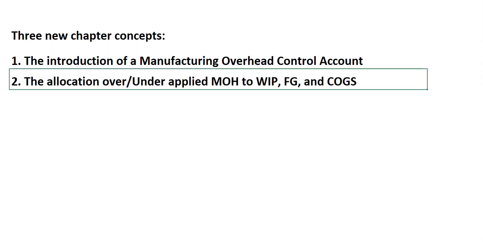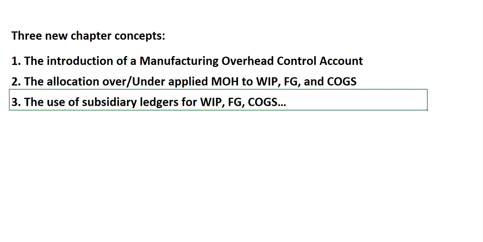manufacturing overhead applied account. The second is the allocation of under or over applied manufacturing overhead to work in process, finished goods, and cost of goods sold. Traditionally, we've only closed out that manufacturing overhead to cost of goods sold. Now we will consider prorating it between 3 accounts, work in process, finished goods, as well as cost of goods sold. And the third concept is the use of subsidiary ledgers to record the accounting for work in process, finished goods, cost of goods sold, and we would also use this for recording sales and receivables as well.